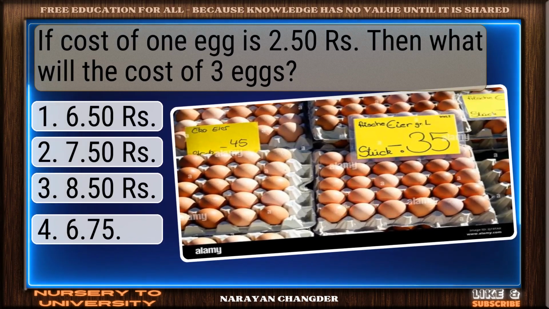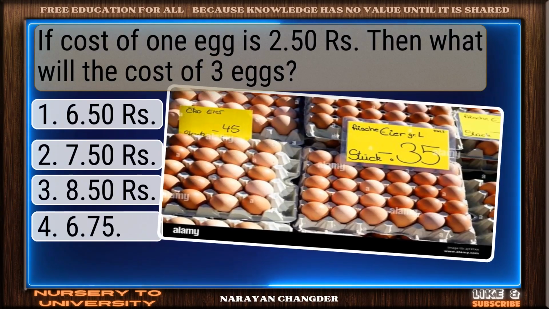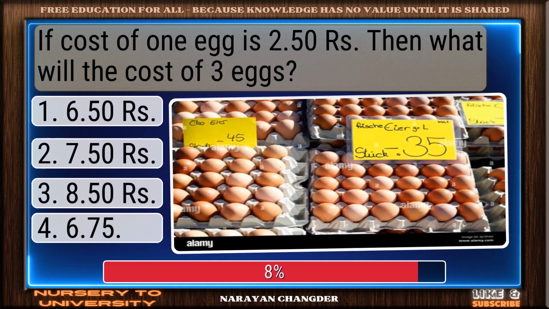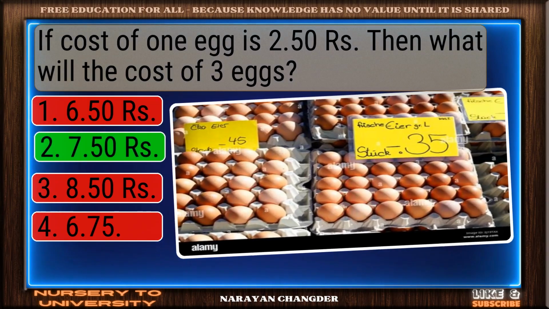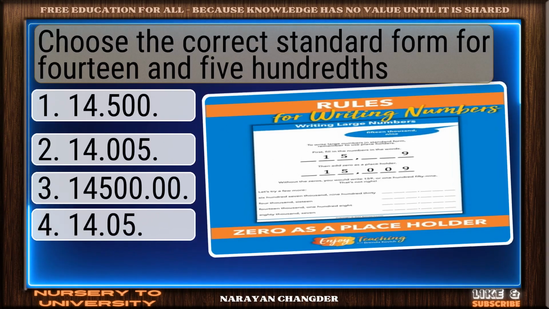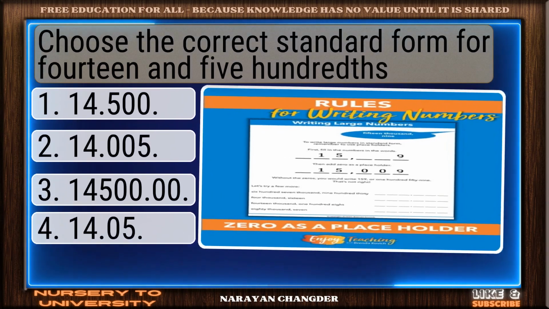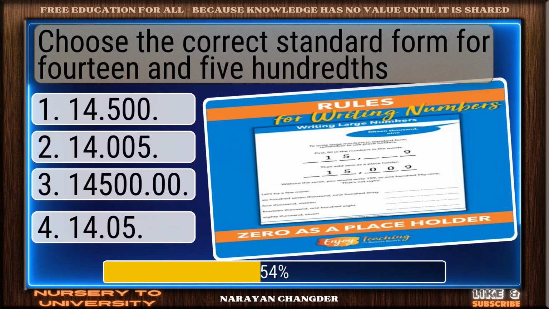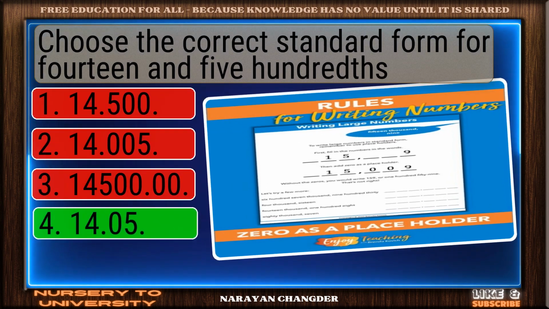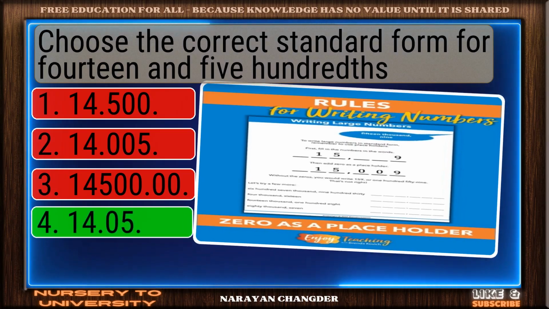If the cost of 1 egg is 250 rupees, then what will be the cost of 3 eggs? On track, 750 rupees is the correct answer. Choose the correct standard form for 14 and 500ths. Excellent choice. 14.05 is the right answer.